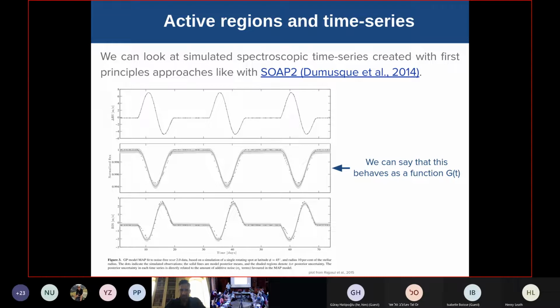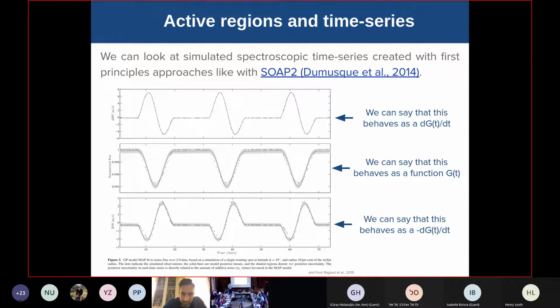If we look at the radial velocities, the radial velocity doesn't look anything like the flux, but it looks like the derivative of the flux. It looks like a signal that you can compute by taking the time derivative of this function. And then when you go to the dissector's time, you will see that it is also behaving as the derivative of the flux, just inverted, with the negative sign in comparison with the flux.